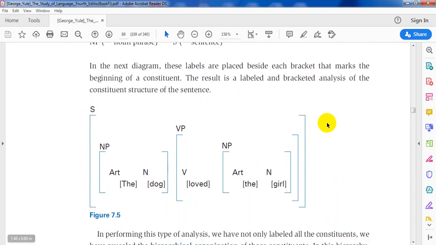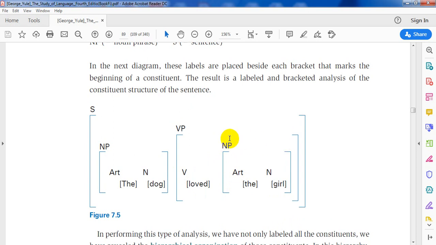So we have a sentence, this is the biggest bracket, and then we have somehow smaller brackets. This is a noun phrase, this is a noun phrase. So a sentence is composed of a noun phrase and the verb phrase. You have those two big brackets. And then the noun phrase is composed of article plus noun. The verb phrase is composed of a verb plus a complement.